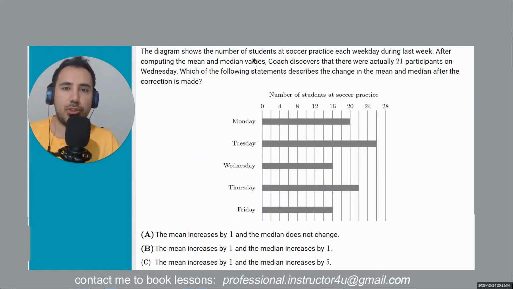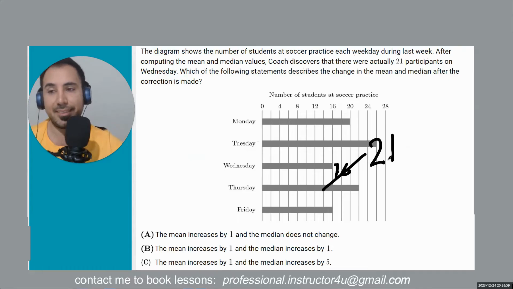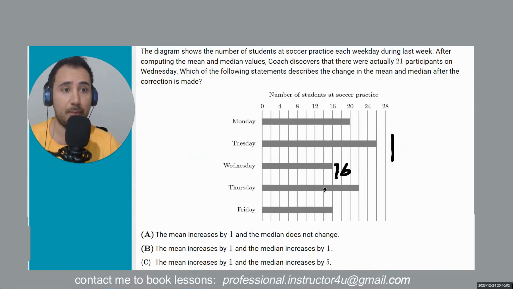The diagram shows the number of students at soccer practice each weekday during last week. After computing the mean and the median values, the coach discovers that there were actually 21 participants on Wednesday. So it's going to be like this. We have 16. It's the same question. We had 16, and we're going to remove it and write 21 instead. What we just practiced together. Which of the following statements describe the change in the mean and the median after the correction is made?